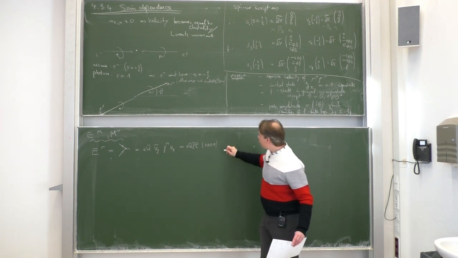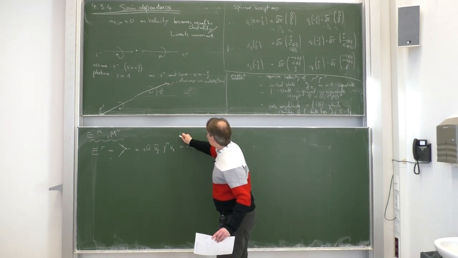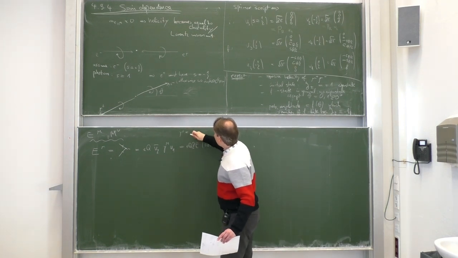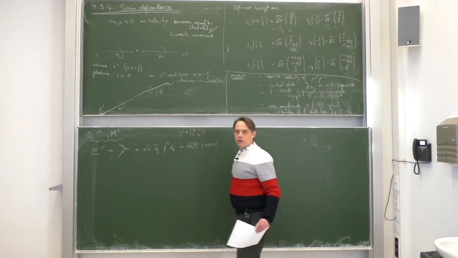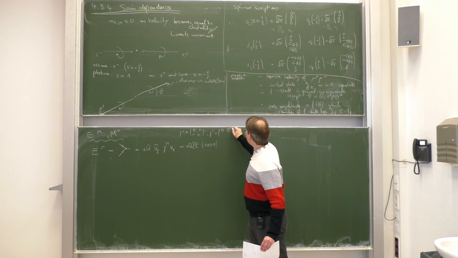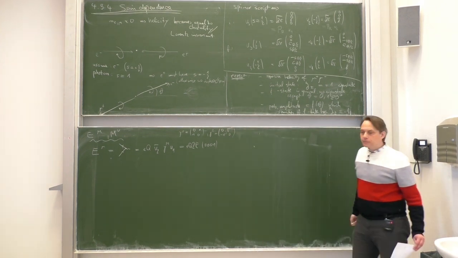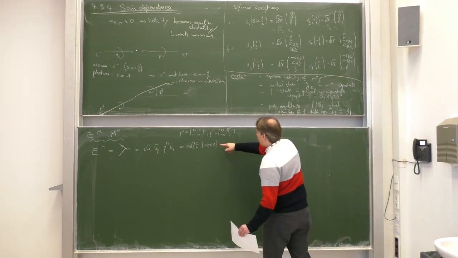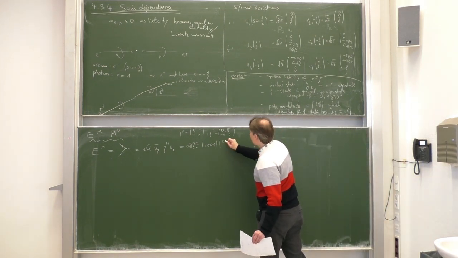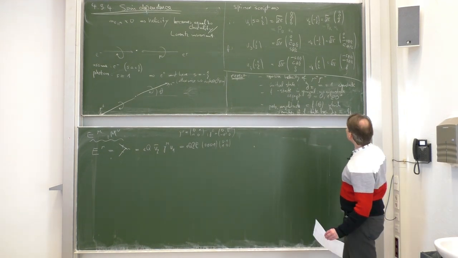And the bar means that we have to multiply with gamma 0. Gamma 0, just to remind you, is 0, 1, 1, 0 in our chiral representation. And the gamma i is 0, sigma i, minus sigma i, 0. These are the gamma matrices. So gamma 0 has to be multiplied. That is this block matrix with 2 by 2 blocks.